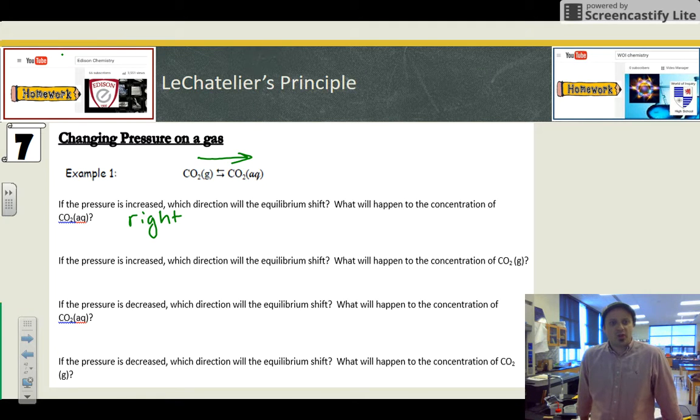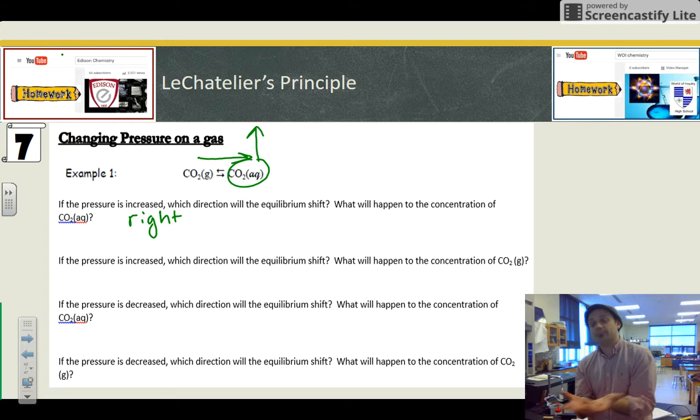What will happen to the concentration of the aqueous carbon dioxide? Well, if I'm shifted going this way to the right, the stuff has got to go up. The concentration of CO2 is going to go up.